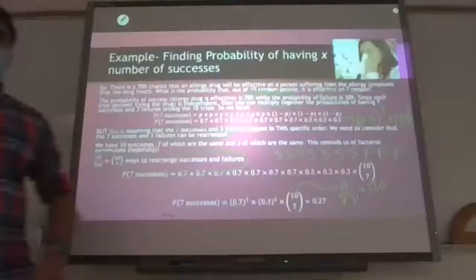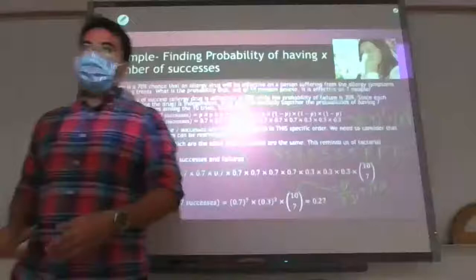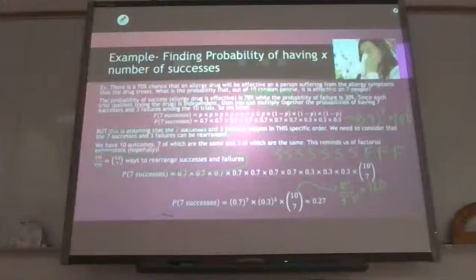Together, when you take 0.7 to the power 7, times 0.3 to the power 3, you should just double check that it's correct. The answer should be 0.27 rounded. So that means there's a 27% chance that this will work on 7 of the 10 patients. So it's actually not what we might have thought. We might have initially thought, wouldn't it be 100%? Because it works 70% of the time, and it works on 70% of the patients.